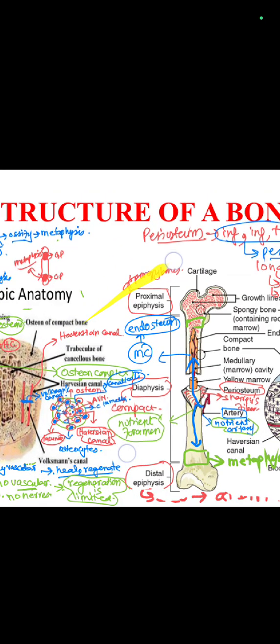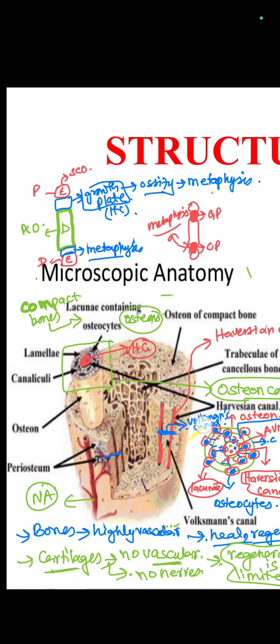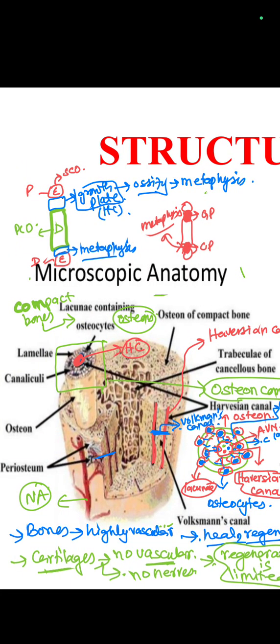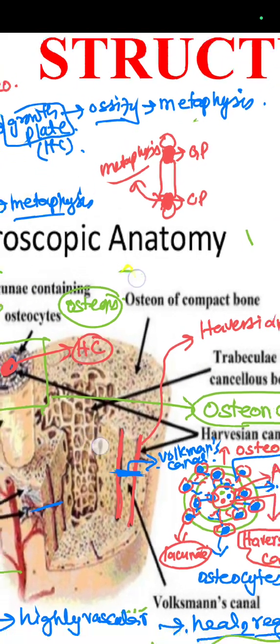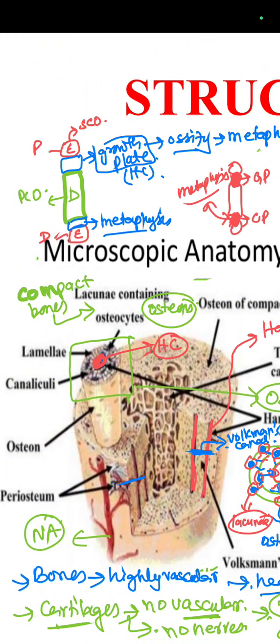Here is the structure of the bone we will see shortly. The microscopic anatomy of the bone: here we will see the periosteum and the osteon. In the osteon we see the canaliculi, the lines which nourish the bone. These are the arteries and veins.